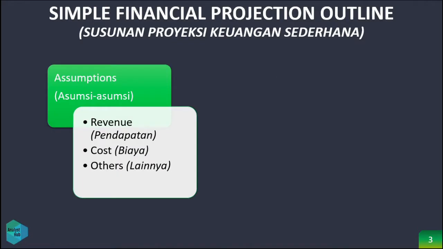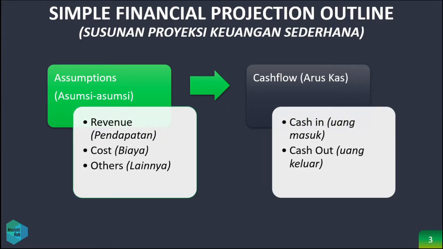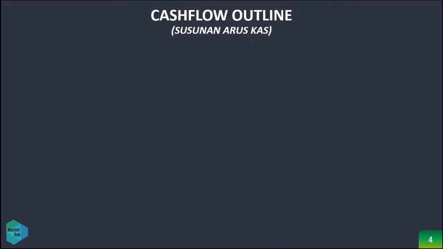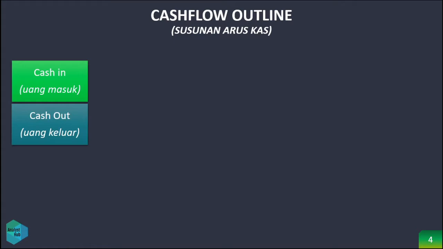After we have made several assumptions, then we can make cash flow. Basically, there are two things in making cash flow. Those are cash in and cash out. Simple, isn't it? Now, we will look further what cash flow looks like. As I mentioned earlier, talking about cash flow, we simply talk about how much cash in, cash out, and the remaining cash. Next, we will go more detail about it.